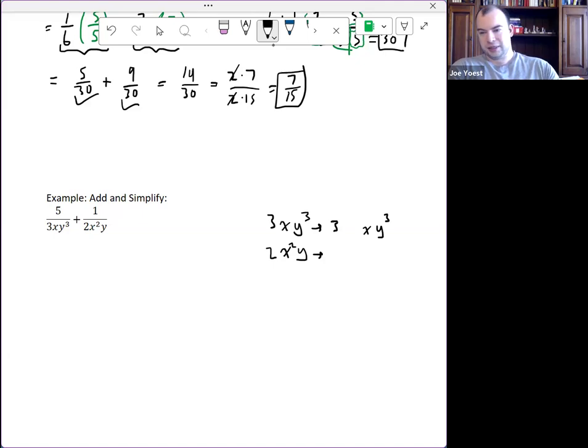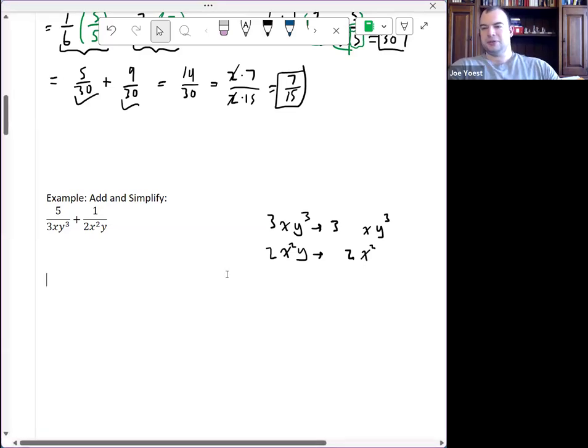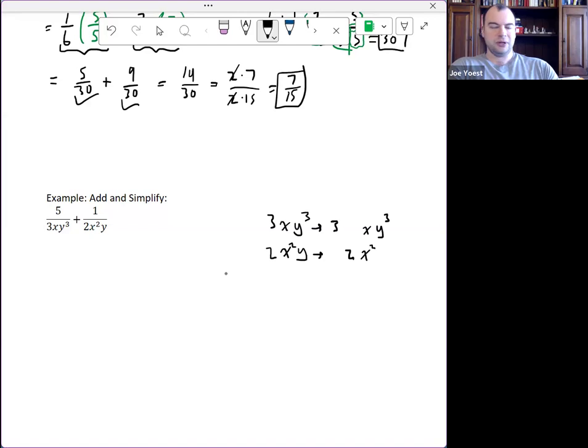For the second one, I need a 2 building block. 2's prime factorization is just 2. I need some x building blocks. I actually need 2 of them to build the second one. Oh, Java is trying to do something on my computer and popping random stuff up. All right, 2x squared. So we need 2 building blocks for x. And we need some y building blocks as well for the second denominator, but we only need 1 of those.